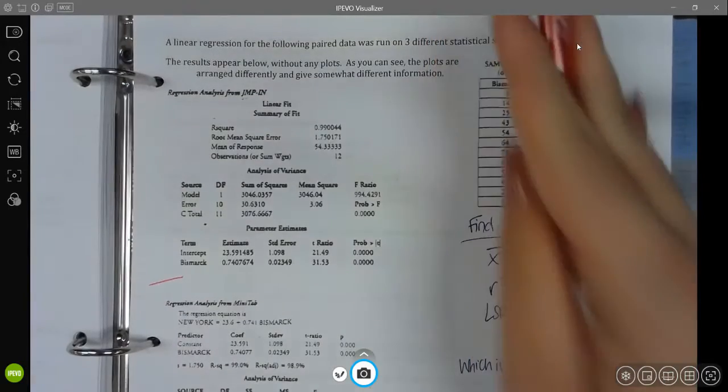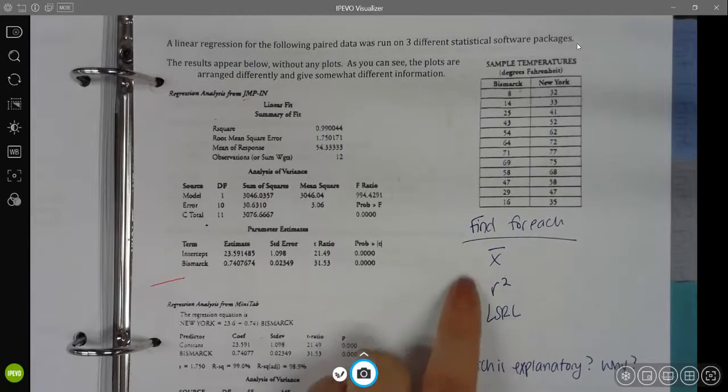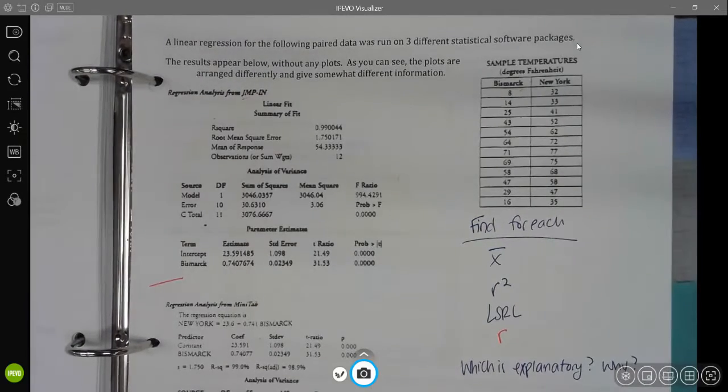However, in most cases, you don't even have those data points in front of you, and you would just get some sort of output. So it's a good habit to get into of being able to look at different types of data packages and figure out the information that you need. Okay, things that you might be looking for, you might be looking for the mean. We might be looking for R squared. We might be looking for the least squares regression line, and R as well. Let's try to find R.